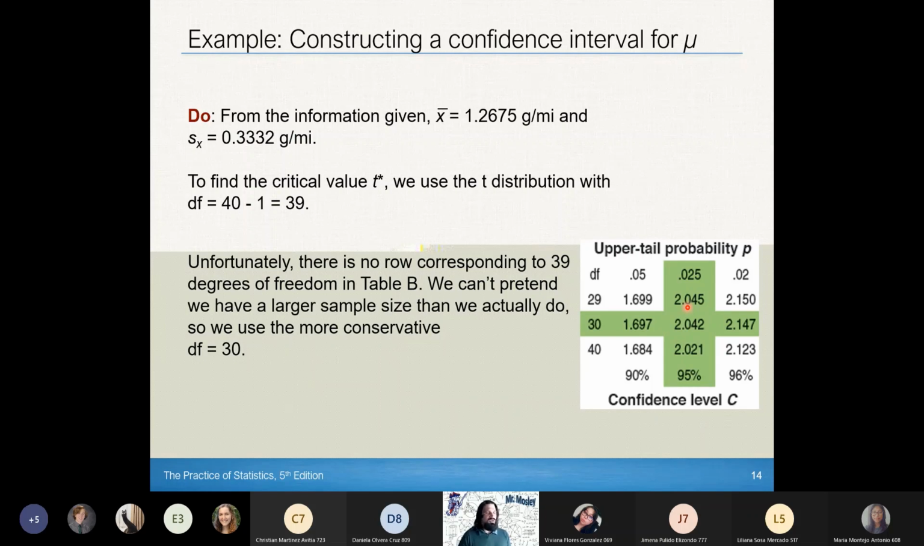So we know our x bar, we know s sub x, we now have our critical value. The only thing left is to actually calculate the interval using our statistic plus or minus critical value times standard error.